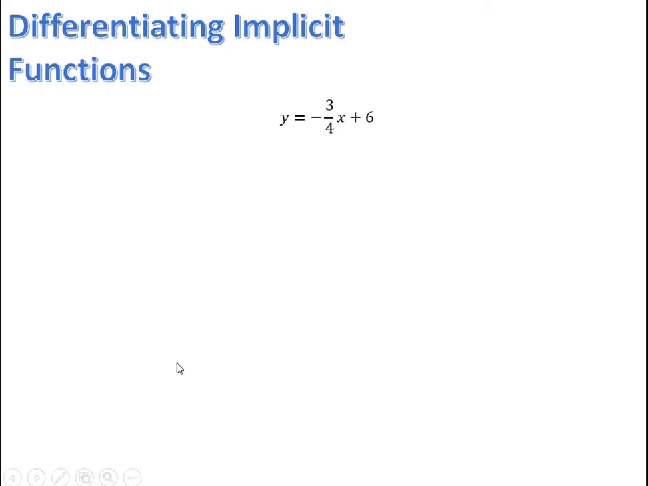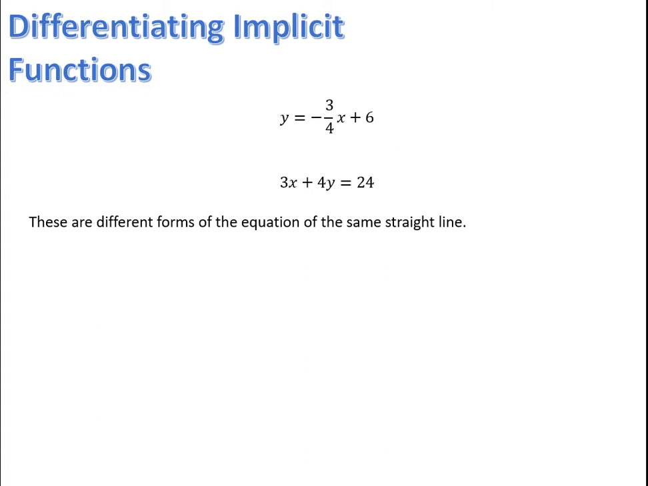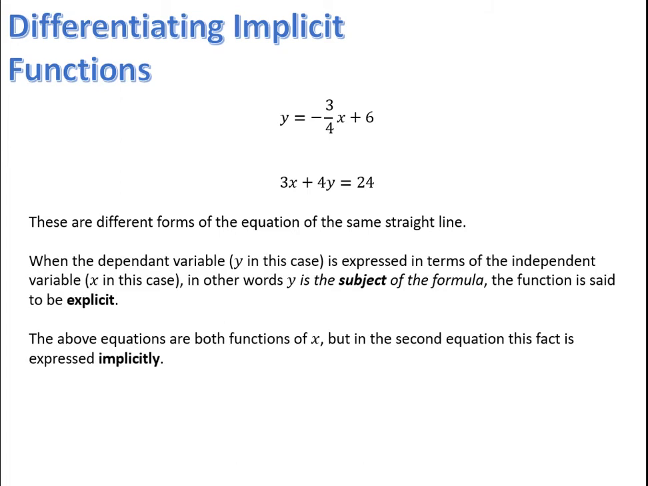So generally we deal with a function like this, in which case it's explicit. It's explicitly telling us that y is minus 3/4 of our x plus 6. If we had something like this where 3x plus 4y equals 24, that's implicit. They're both exactly the same equation, but obviously one's explicit and one's implicit.